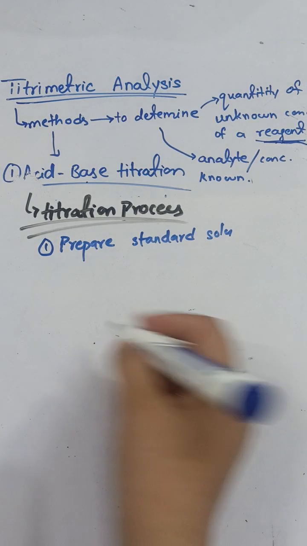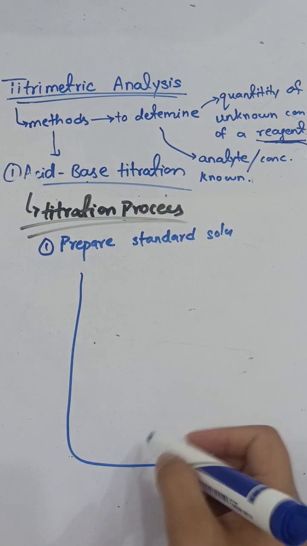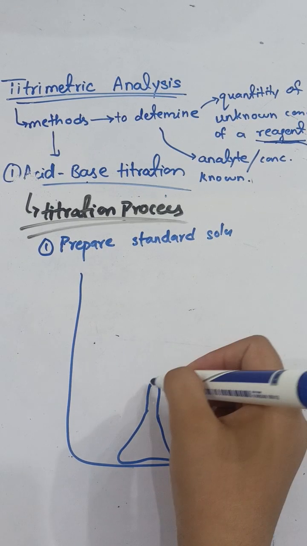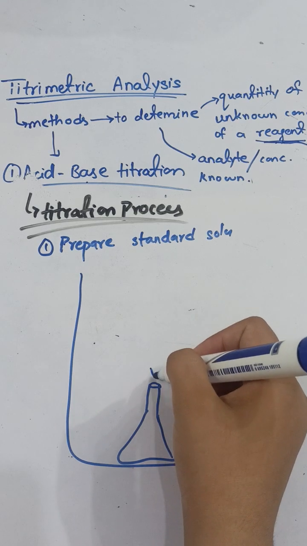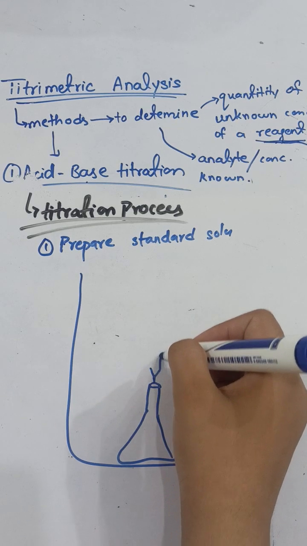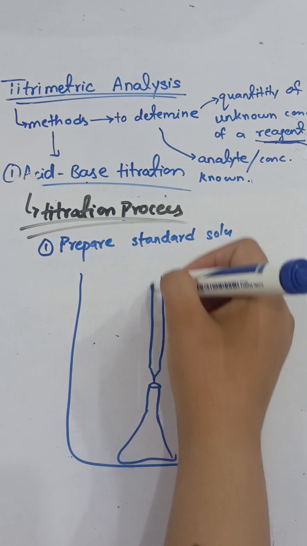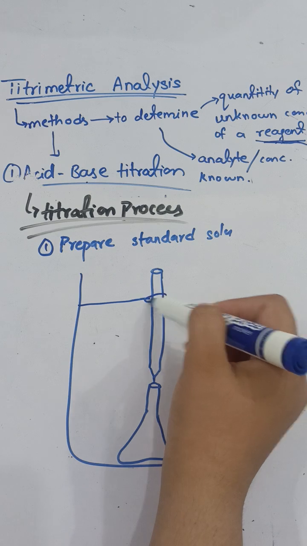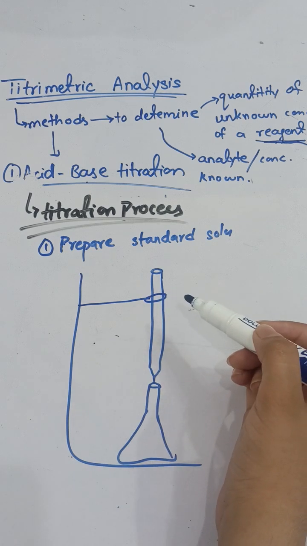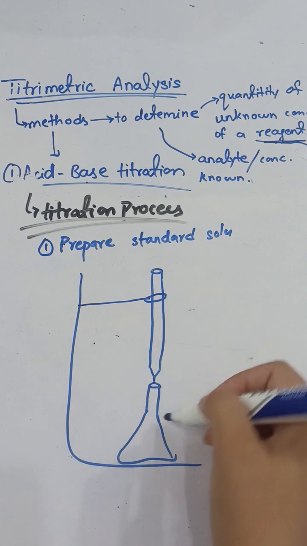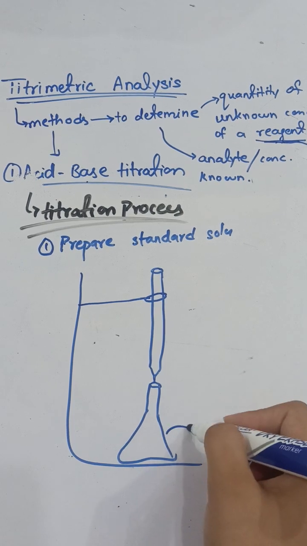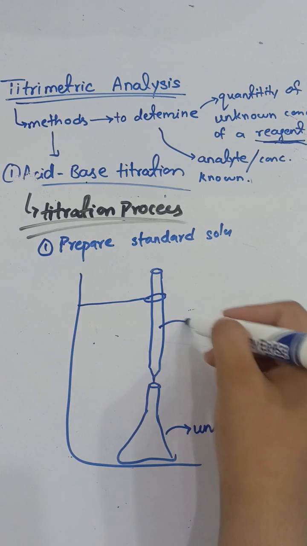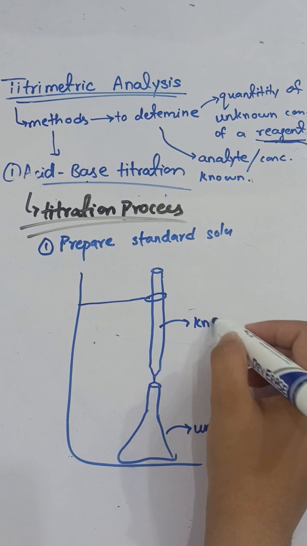So first of all, I'm going to draw a diagram here. This is a tripod stand having a conical flask here, and above this conical flask we have a burette whose shape will be like this. So this is a burette, attached with this stand, and this is the conical flask. In the conical flask we have the thing whose concentration is unknown to us, and in the burette we have the thing whose concentration we know.